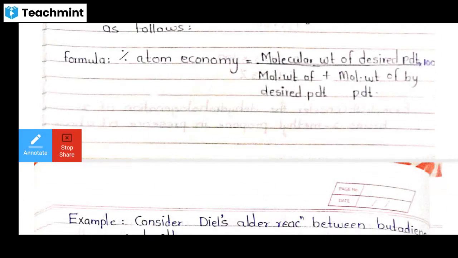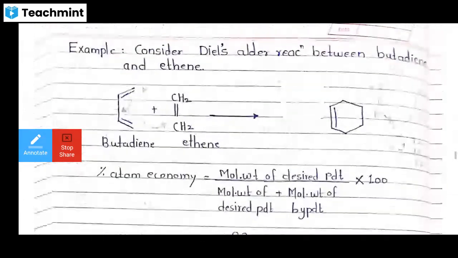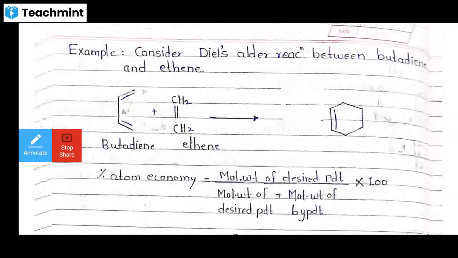To consider this concept, we have one example: the Diels-Alder reaction. In the Diels-Alder reaction, butadiene and ethene combine. A cycloaddition reaction takes place, and you will get the cyclic product. In this reaction, no byproduct is produced. It is 100% atom economic.